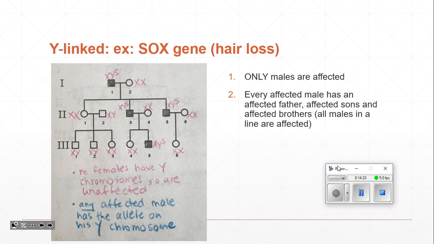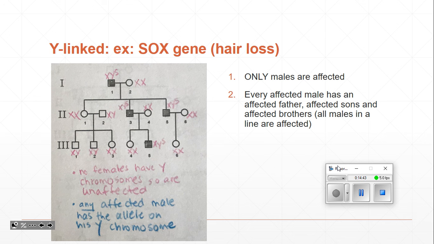And if I look, every male in a line is affected. So person 2-3 and 2-5 are the sons of person 1-1. So they have to be affected because they got their Y chromosomes from him. Person 2-3 has a son, so his son is affected.